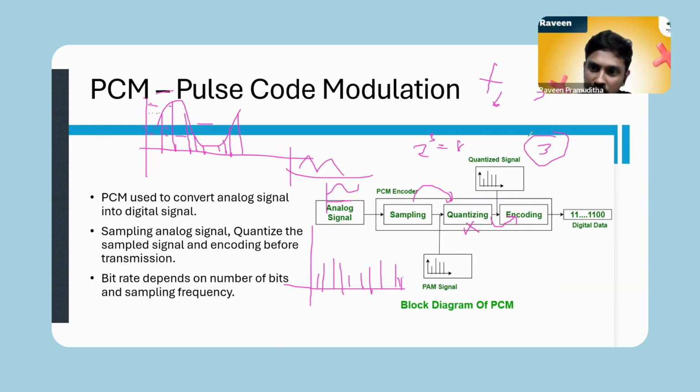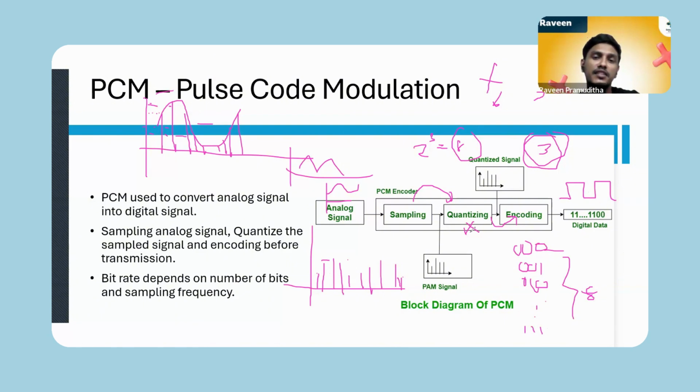If I use 3 bits for this, I have 8 quantization levels. I can represent these quantization levels like 000, 001, 010, up to 111, giving 8 quantization levels. So I can use this encoding part for representing these quantization levels. Then I can send the signal using these levels, and I have the digital signal output. This is mainly what happens inside this PCM modulation.